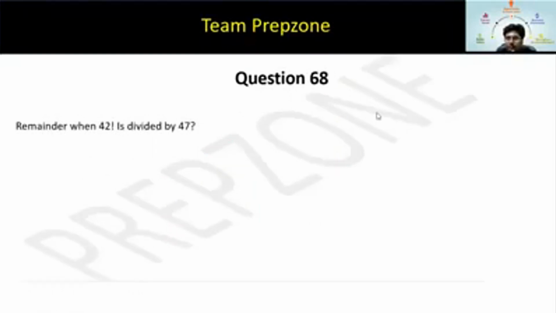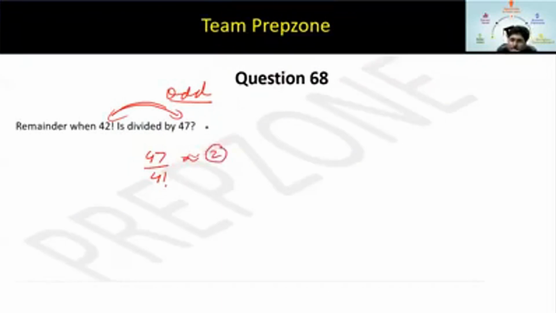Now solve this question. Here the difference is 5. See, again what you will do, what's the difference? 5. Here the difference is odd. Okay. So divide 47 by what? 4 factorial. What is 4 factorial? 24. So what will this number be? Approximately 2. But because the difference was odd and I have rounded up to the next higher integer, answer will be 47 minus 2, which is 45, right? Any doubt in this?